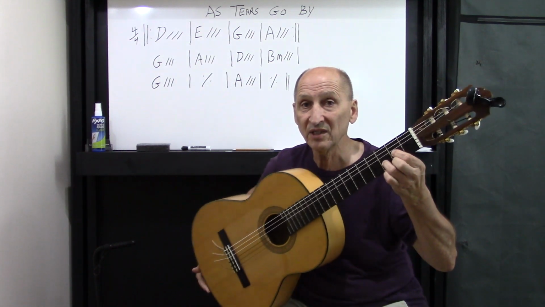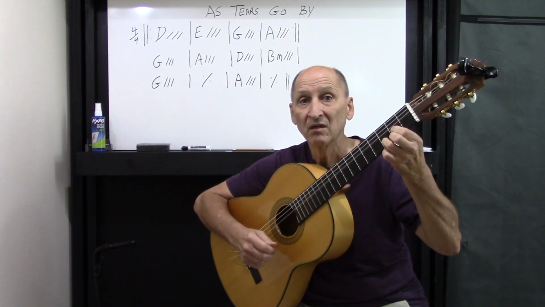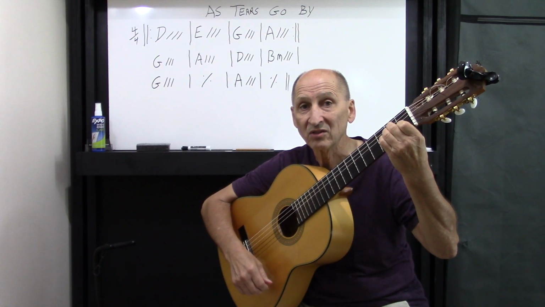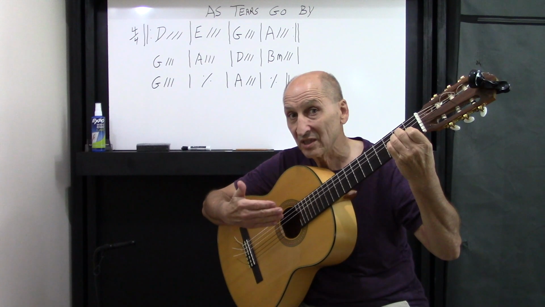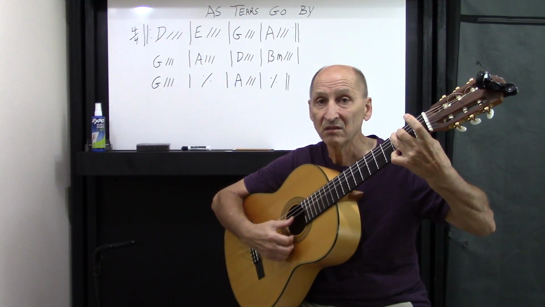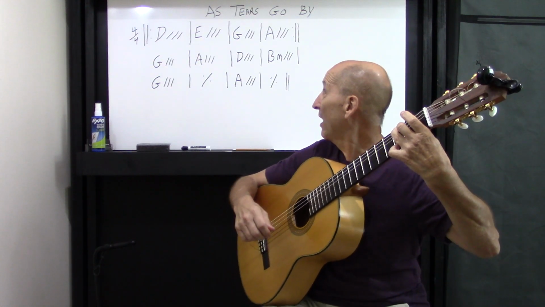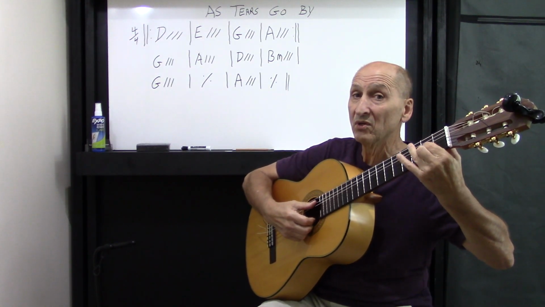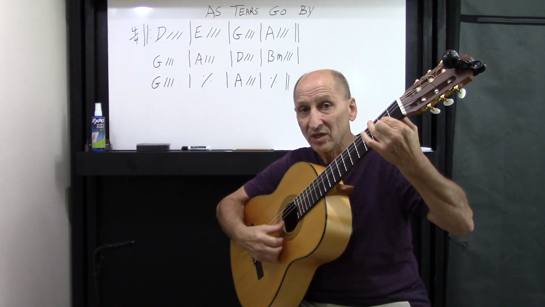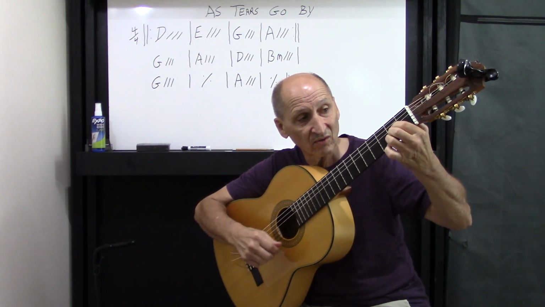Right, first chord, D. Second chord, E major. I should have said D major, E major. Okay, the third chord, G. And then we're going back to the A chord. Remember, with the A chord, there are a few different fingerings.